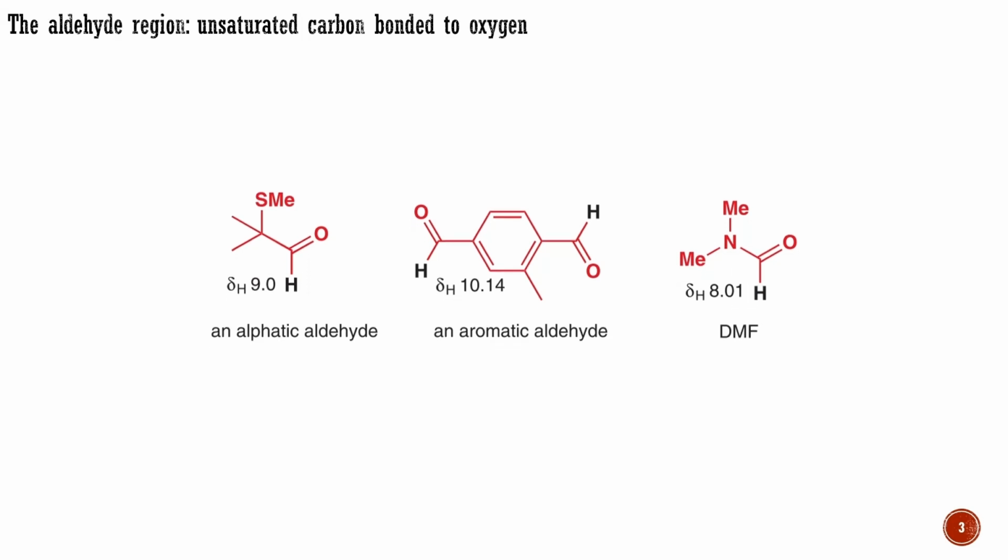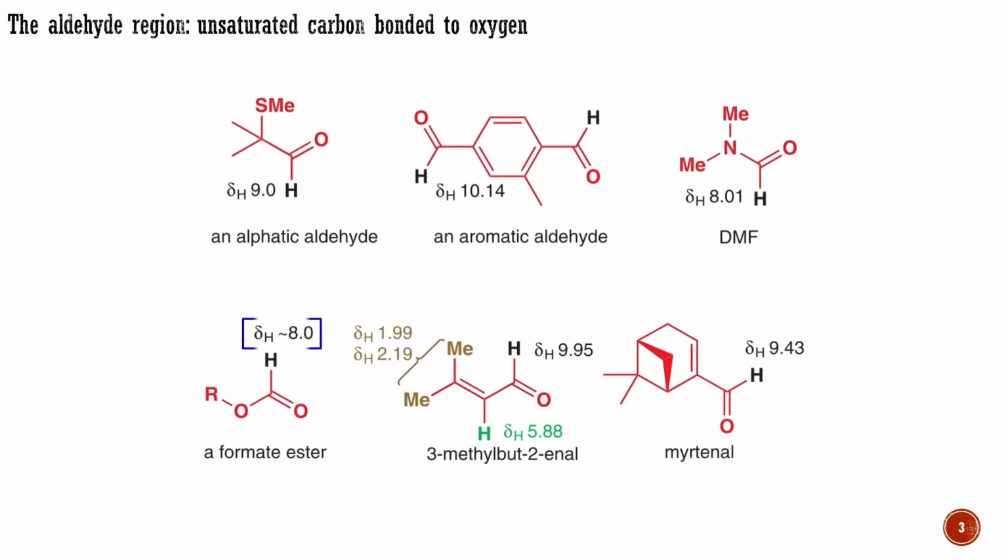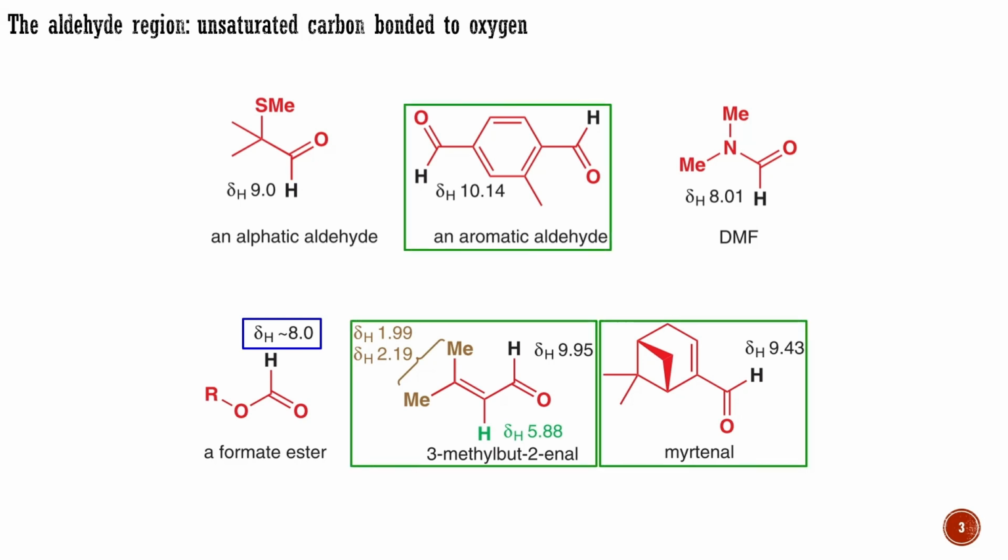Conjugation with an oxygen lone pair has much the same effect. Formate esters resonate at about 8 ppm. However, conjugation with pi bonds does not have the same shielding effect. The aromatic aldehyde above, simple conjugated aldehyde below, and the natural product myrtenal all have formyl protons in the normal region, between 9 and 10 ppm.